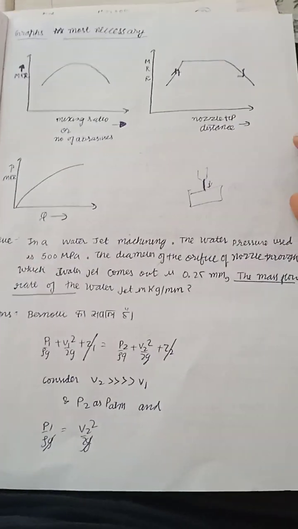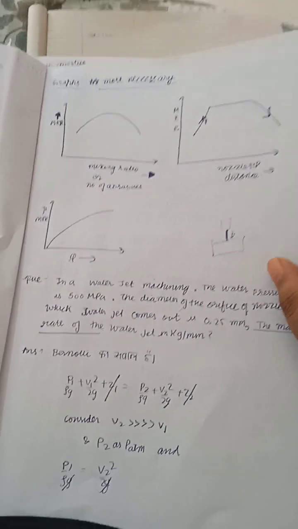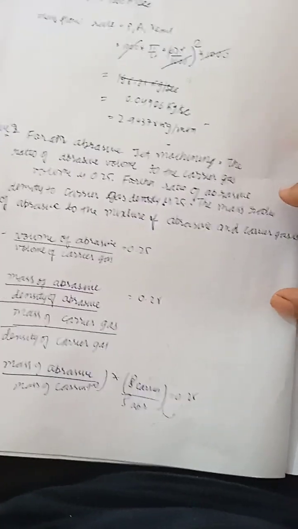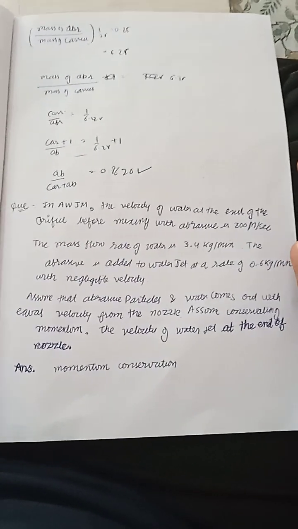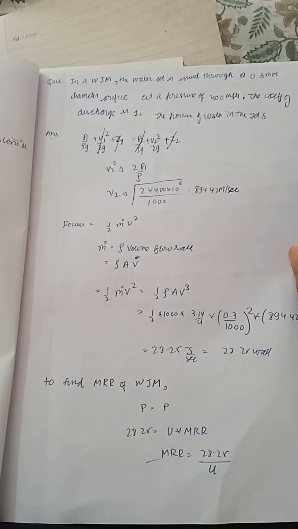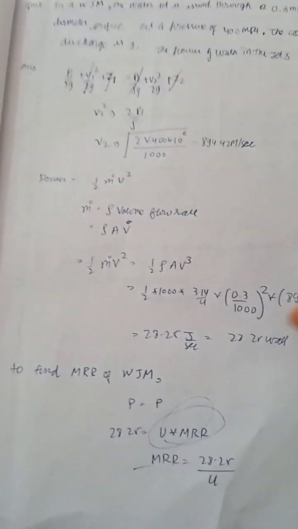This is the question. This is the simple question. Consider horizontal jet, and as we know in impulse turbine, pressure at exit is equal to P atm, which we consider 0. In this question he has told to conserve the momentum, or sometimes he tells to conserve the energy, but if nothing is given, conserve the momentum. This is valid for every machining.